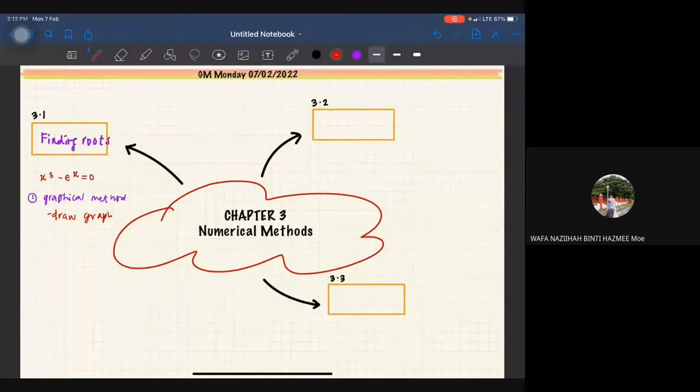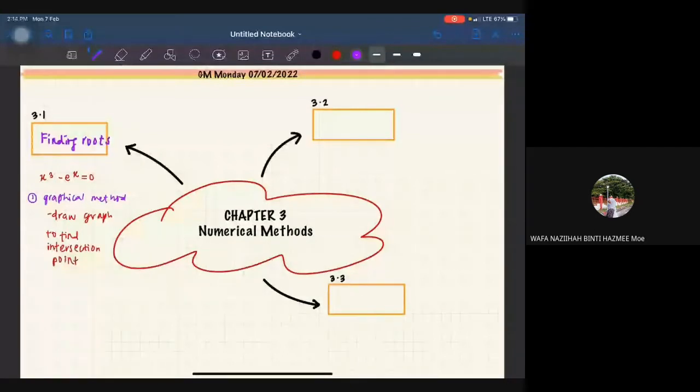When we draw the graph, what are we actually looking for? Why do we need to draw the graph? What is the significance of the graph in finding the roots? Intersection point. Yes, exactly. Okay, intersection. So right, good. Alright, so we are actually going to find the intersection point. Okay, so we want to find the intersection point.